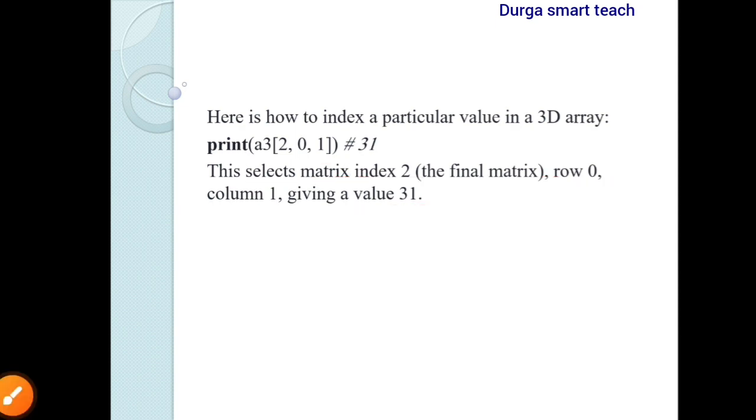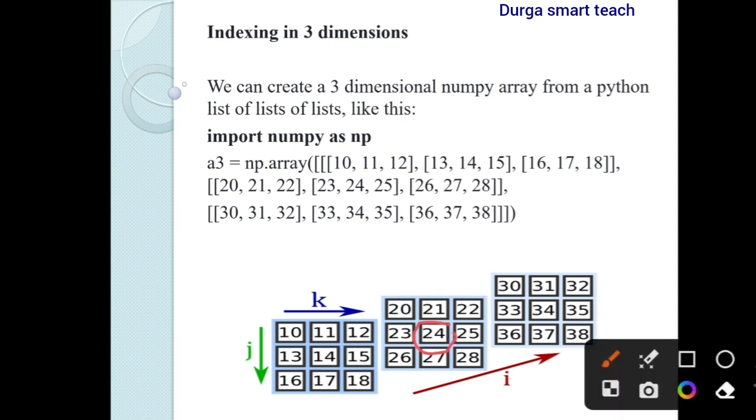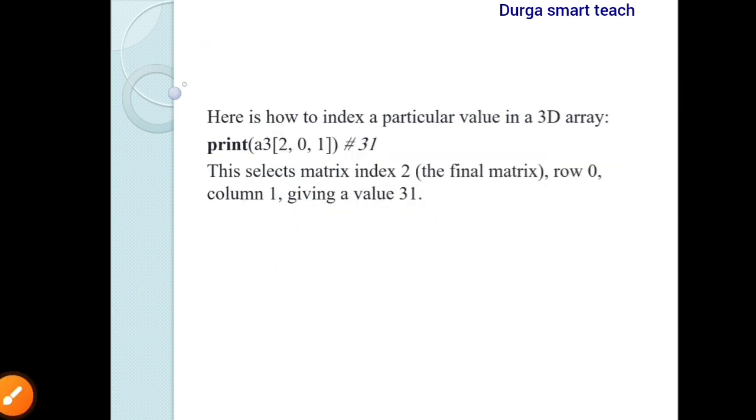Okay, so if you want to practice, you can practice. If you want to access 24, 24 is present in the first plane, first row, first column, like this. So 0 1 2, it is present in the first plane, first row, first column. In this way you can access each and every unique element.